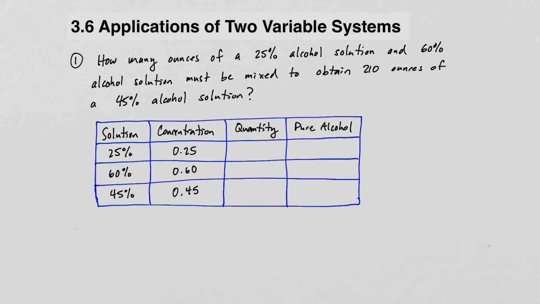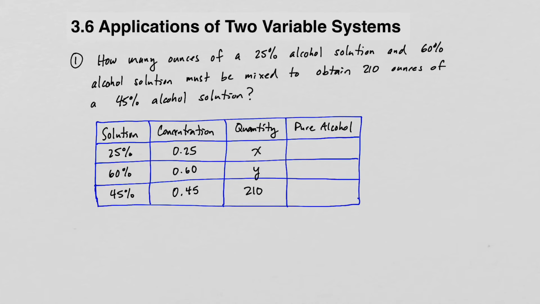Next, we have the quantity. How many ounces of the 25% solution are we mixing? It's actually unknown. So I'm going to call that X. How many ounces of the 60% solution are we mixing? That is also unknown, and I'm going to call that Y. And then the quantity of the final mixture, the 45% mixture, we actually know that we want to end up with 210 ounces. And so I put 210 there.